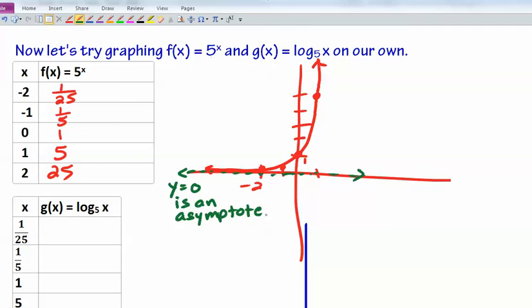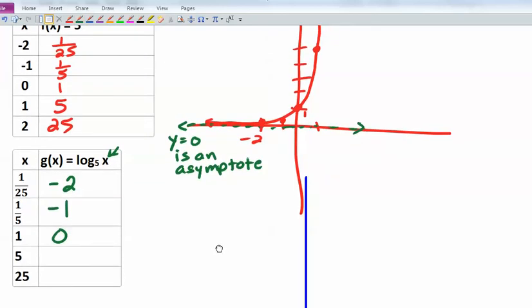Okay, now let's switch to logarithms. So we have to reverse our thinking and say what exponent on 5 produces a result. What exponent on 5 produces 1/25? That would be -2. What exponent on 5 produces 1/5? What exponent on 5 produces 1? That would be 0. What exponent on 5 produces 5? Well, that's easy. That's a 1. And what exponent on 5 produces 25?